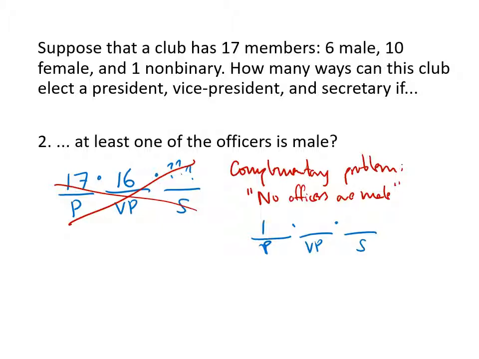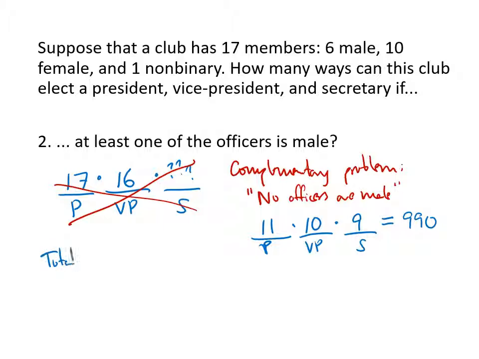That means we have 11 non-males to choose to be the president. And then the vice president can be any 10 of the remaining non-males. And then the secretary can be any 9 of the remaining non-males. 11 times 10 times 9, that's 990. But now 990 is not the answer to the question. 990 is all the things that I didn't want to count. So I've got to subtract that from the total.